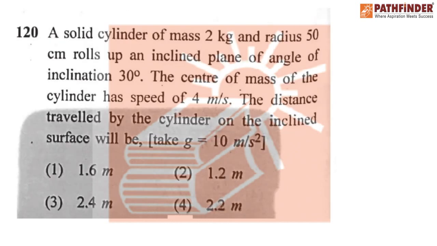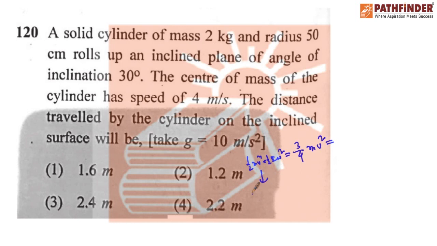A solid cylinder of mass 2 kg and radius 50 cm rolls up an inclined plane of angle of inclination 30 degrees. The center of mass of the cylinder has speed given. The distance travelled by the cylinder on the inclined surface will be. Okay, here, 3 by 4 m v square is equal to, as a solid cylinder, the total kinetic energy is half m v squared plus half I omega squared, and for a cylinder I is equal to half m r square and omega square is equal to v square by r square. So we are getting 3 by 4 m v square.